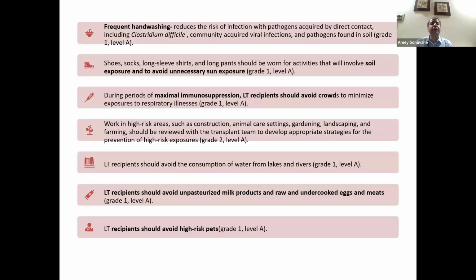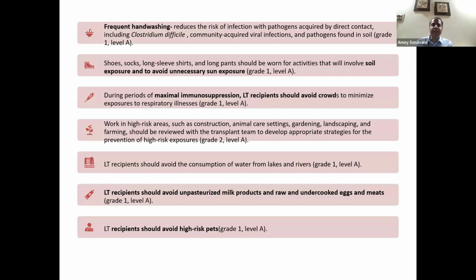Certain good health instructions: frequent hand washing is very important. If certain of your transplant patients are doing outside work, for example, they are farmers, if they're having exposure to soil, make them wear protective dressing like shoes, socks, long-sleeve t-shirts, long pants. Especially in the first year post-transplantation, there is maximal immunosuppression, so they should try to avoid crowds and wear a mask. If they're working in certain animal care settings, gardening, landscaping, or farming, we should use appropriate strategies for prevention of high-risk exposures.